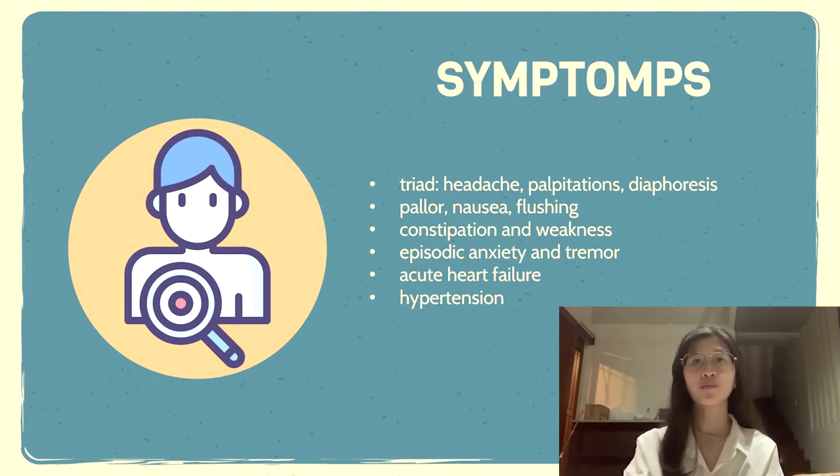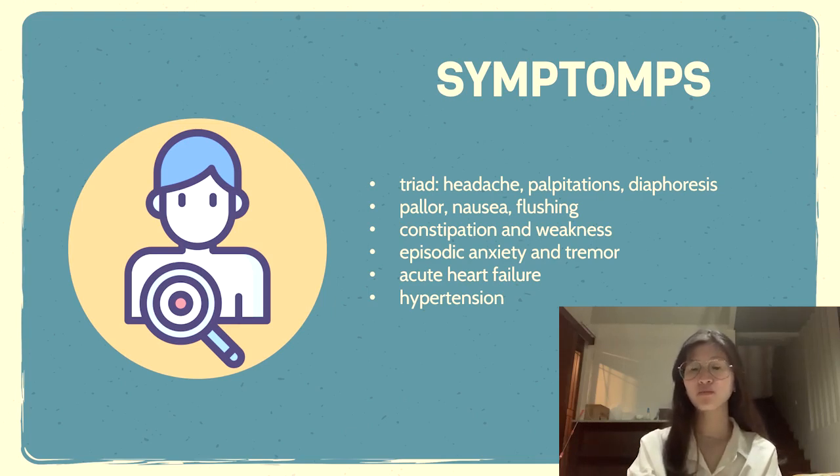So, pheochromocytoma has a triad of symptoms: headache, palpitations, and diaphoresis. It can also cause pallor, nausea, flushing, constipation, and weakness. And in a worst state, episodic anxiety and tremor could happen. Also, acute heart failure such as arrhythmia and myocardial infarction. Hypertension is also quite common.